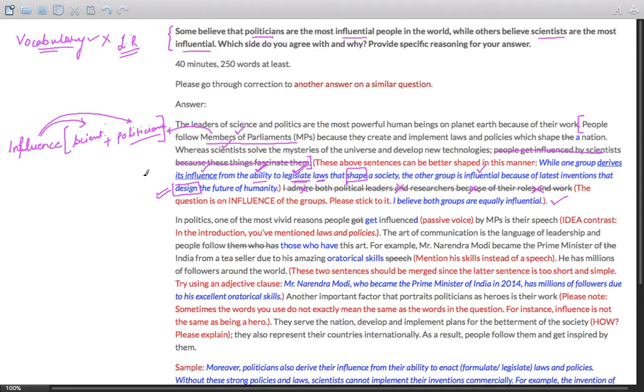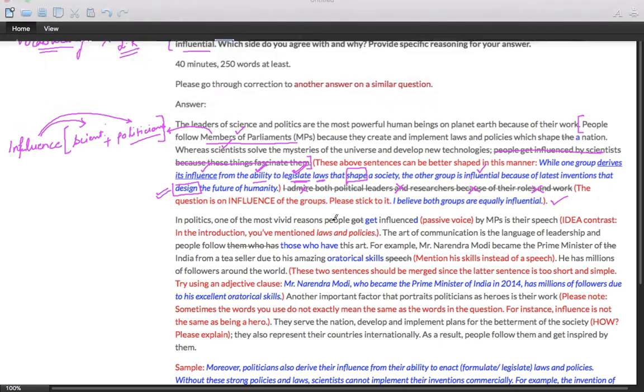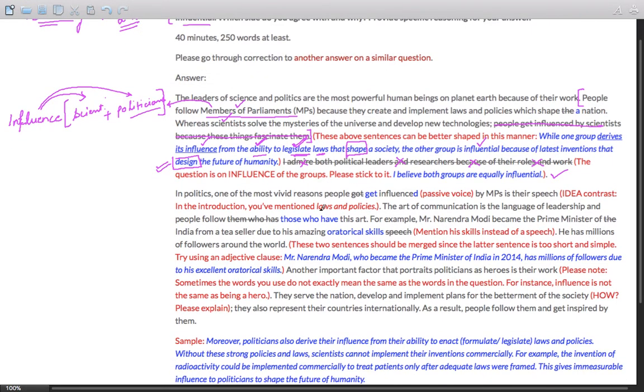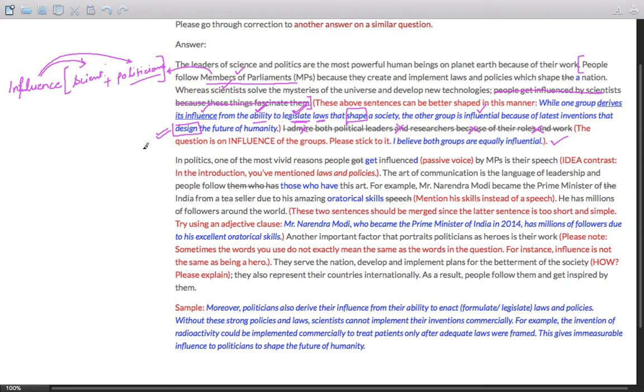So there were a few mistakes in the introduction. Let us come to body paragraph one, where there are a bit more. There are a number of mistakes, and we'll go through them. Yeah, this is body paragraph one.